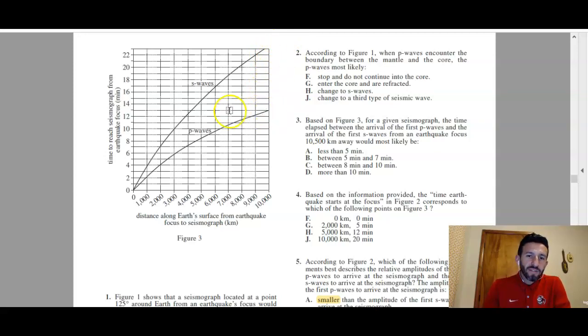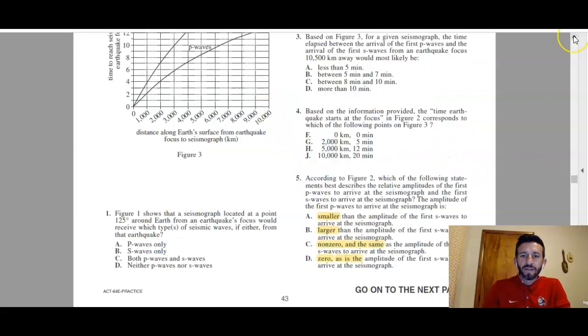At 10,000, look, the difference is from 13 minutes to really more than 23 minutes. So at 10,000, it's already above 20 minutes, or excuse me, above 10 minutes. So if it's at 10,500, it's going to continue to be more than 10 minutes, which means the answer is D.